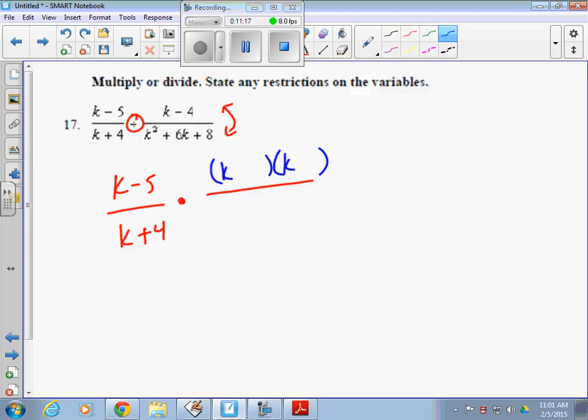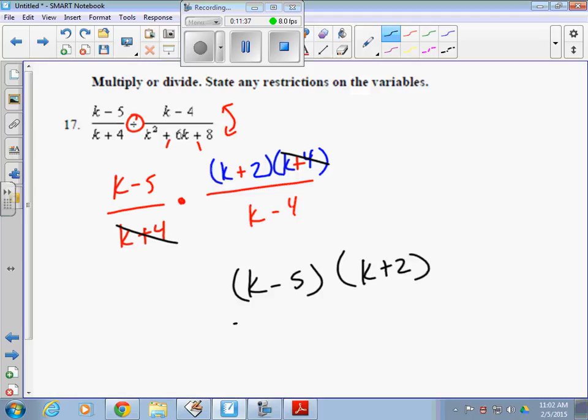1 and 8 and 2 and 4, we have to use 2 and 4. This one says they're the same sign. This one says they're both plus. So plus 2, plus 4 over K minus 4. Cancel out what's exactly the same. K plus 4. So you've got K minus 5 on top times K plus 2 over K minus 4.